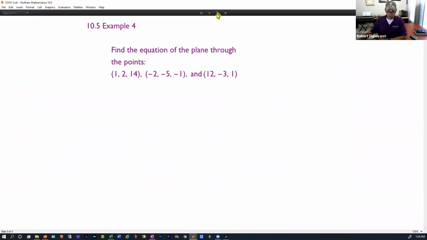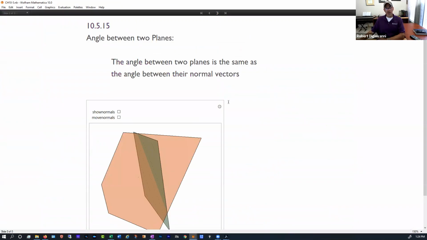Next question, or next idea. Okay, let's talk about the angle that is formed between 2 planes. If you have 2 planes that come together, remember the planes extend in every direction. Unless the planes are parallel, they are going to meet somewhere. And when they meet, won't they meet in a line? Their intersection will be a line. But the thing that we're talking about right now is, what is the angle between these planes?